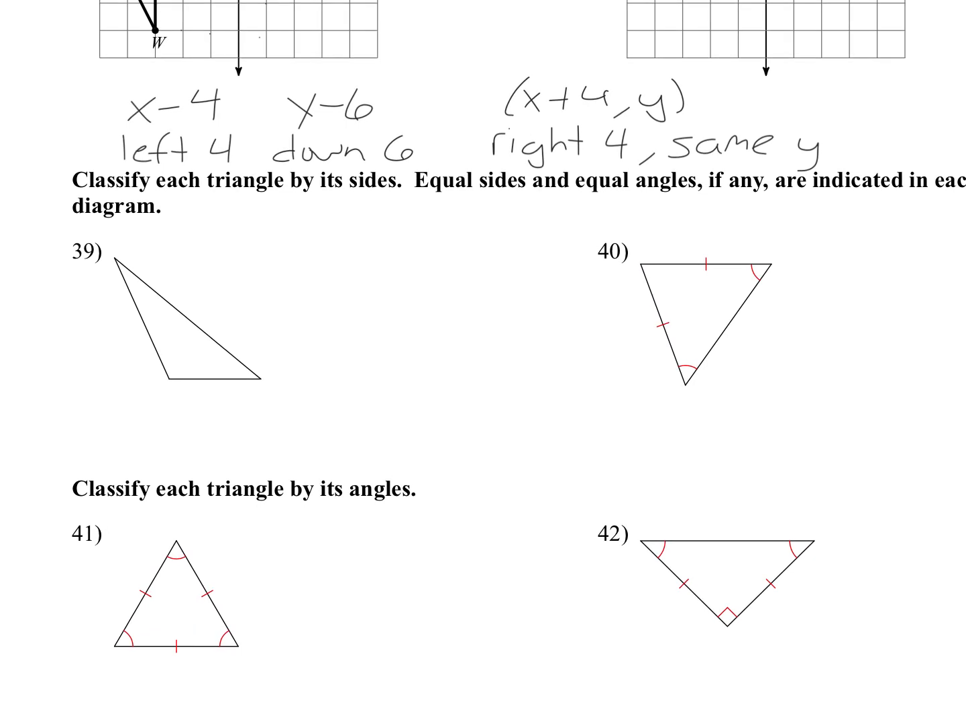Classifying each triangle by its sides. What were those 3 different ways you can classify a triangle by its sides? What if they're all the same? If all sides are the same, what's it called? Equilateral. What if 2 sides are the same? Isosceles. What if none are the same?